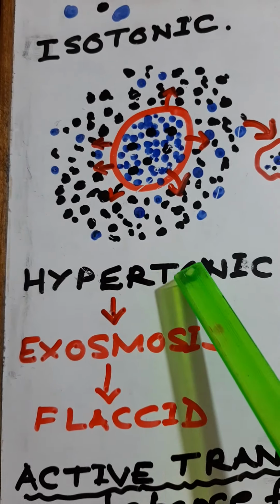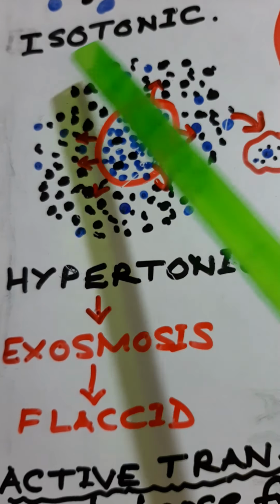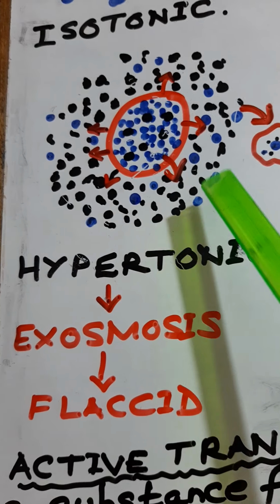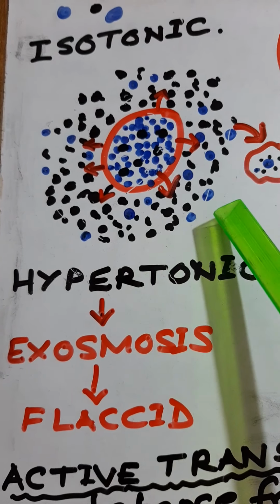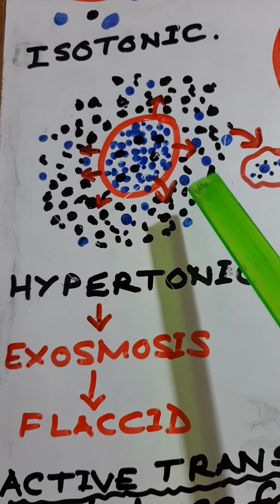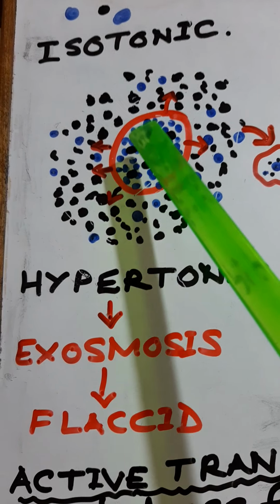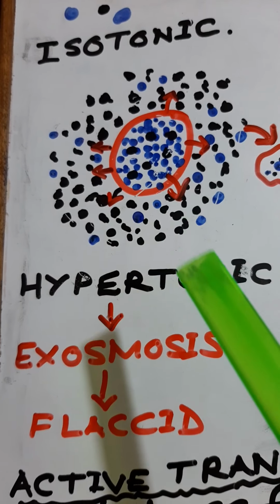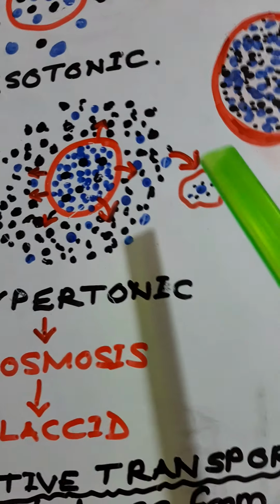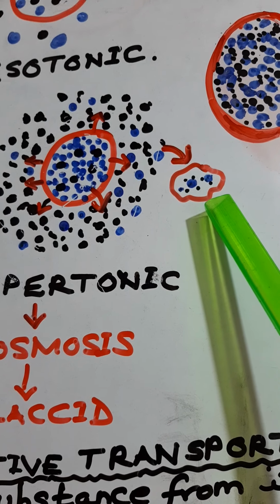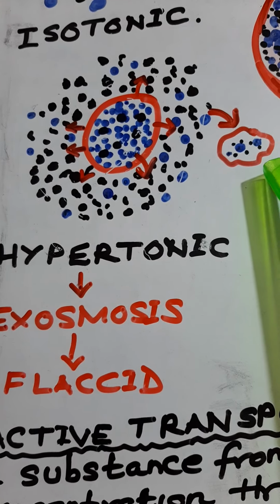So in a hypertonic solution, when a cell is dipped in a hypertonic solution, the solution outside has a higher concentration. Hyper means high. So hypertonic means a more concentrated solution, when the cell is dipped in a highly concentrated solution compared to the contents inside. Exosmosis takes place, water will leave the cell and the cell becomes flaccid. The cell will be all shriveled up like this. The cell will look like this after exosmosis takes place.